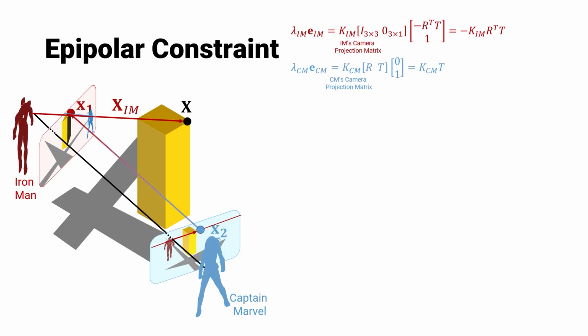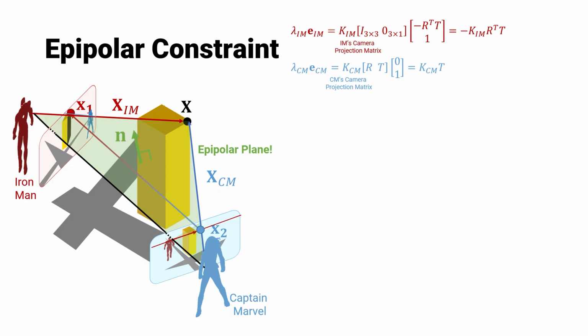So now let's assume the laser pointer we were talking about, wherein the Iron Man is holding a laser pointer from the center of the camera to the world point, is going to be denoted as capital XIM. And the same thing, the Captain Marvel holding a blue laser pointer to the world point, is going to be called capital XCM. And the epipolar plane remains the same: it is the intersection of the two camera centers and the world point.